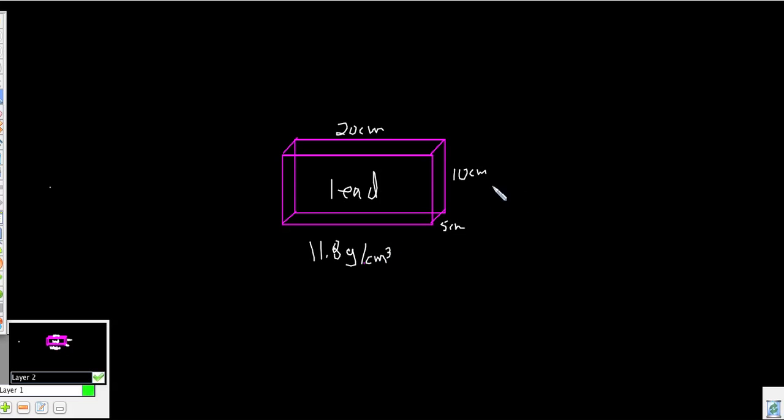All right, so the question is, if this lead brick was dropping through the air, which side, if you could choose a side, would have more pressure? Which side would actually hurt more and do more damage? Well, the answer, of course, is the smaller side, because it has a smaller surface area. It's going to give it a higher pressure. So let's go ahead and figure out some calculations.